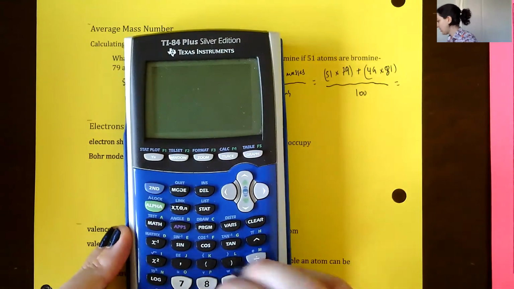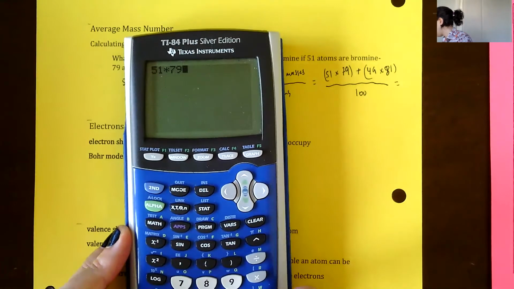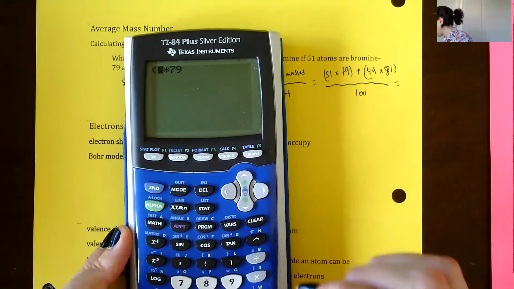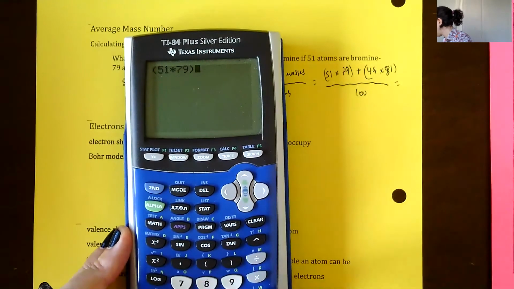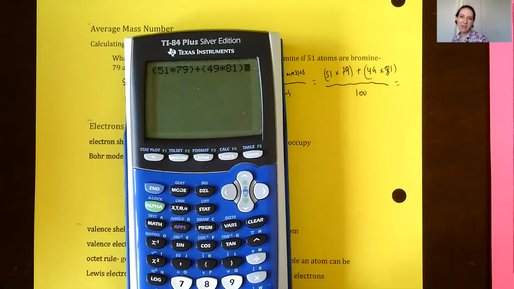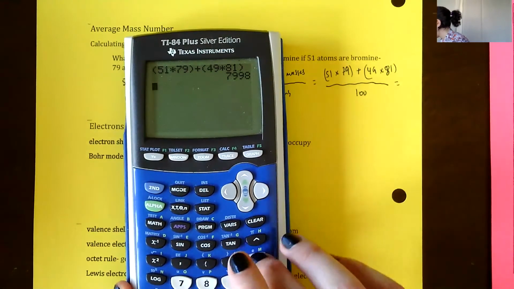All right, so 51 times 79. I'm going to put that in parentheses. I don't think PEMDAS requires it, I don't think we have to, but I'm just going to do it anyway because I like it. You don't have to. Your calculator can figure this out. Depending on what type of calculator you have, though, be careful. You might have to do them as 2 separate things, then add them together. And let's hit enter, and then we'll divide it by 100.